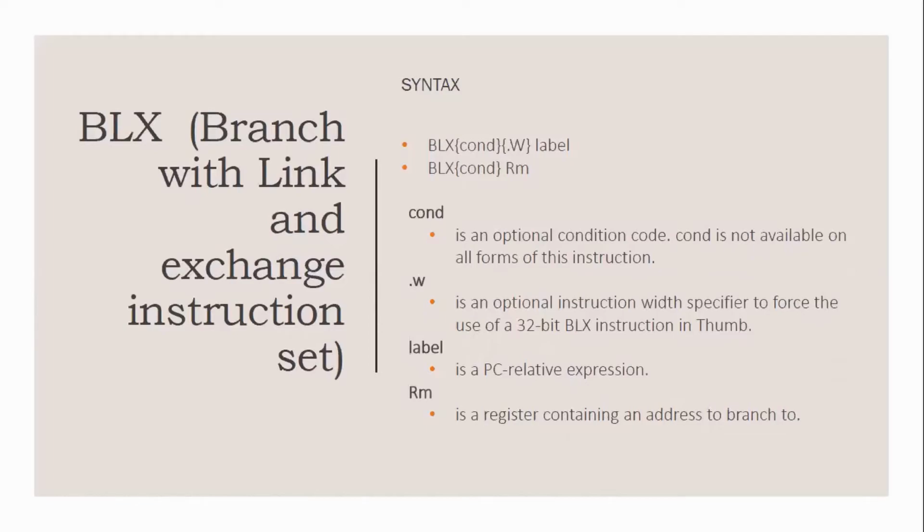Condition is not available on all forms of this instruction. .W is an optional specifier to force the use of a 32-bit BLX instruction encoding, while label is a desirable expression and Rm is a register containing an address to branch to.